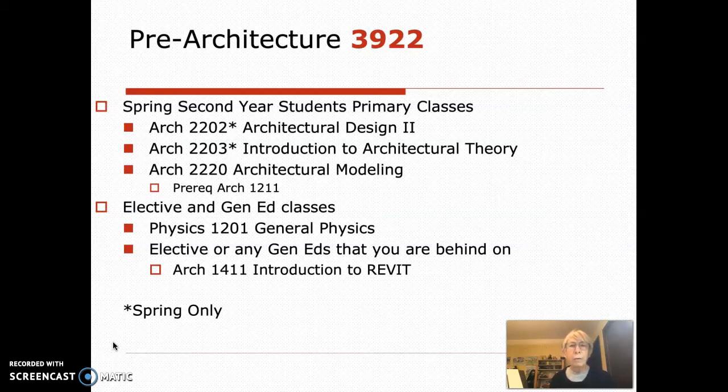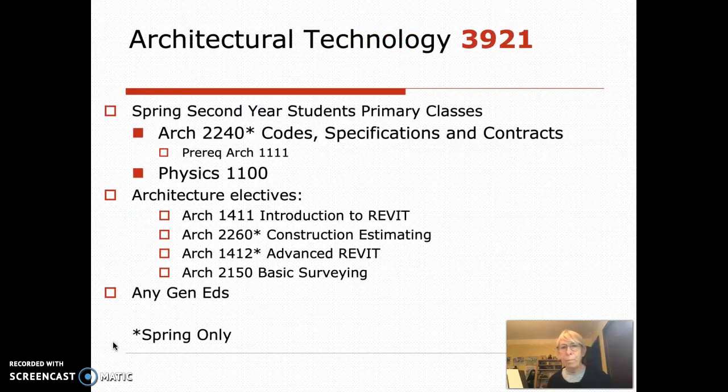So don't hesitate to reach out to the faculty to discuss what's going to be the best classes for you. But be aware 2202 and 2203 are only offered once a year. They're only available in the spring, so you must take them then. 2220 is available spring or summer, so there's a little more flexibility with that. Some of the gen eds and electives are better taken in the spring. Others might be a good choice in the summer.